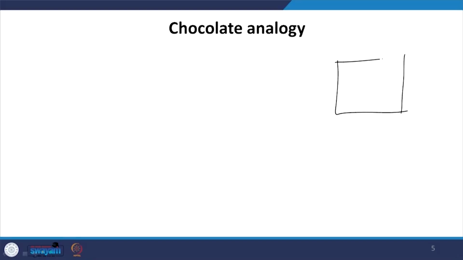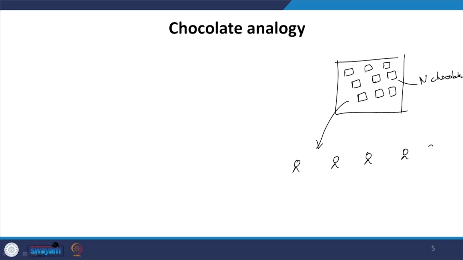An easy way to start thinking about this is to make an analogy with, let us say, some chocolates. Let us say I have a box of chocolates and I want to distribute it to the class. So, let us say I have some n chocolates in a box, and I want to distribute them to some m students in the class.